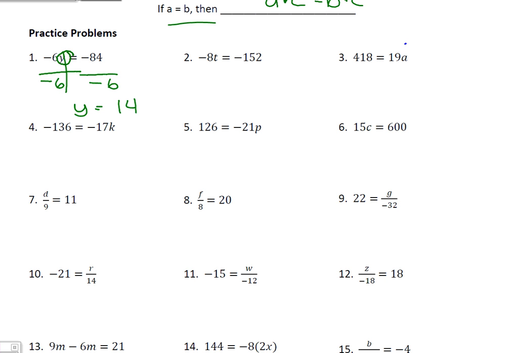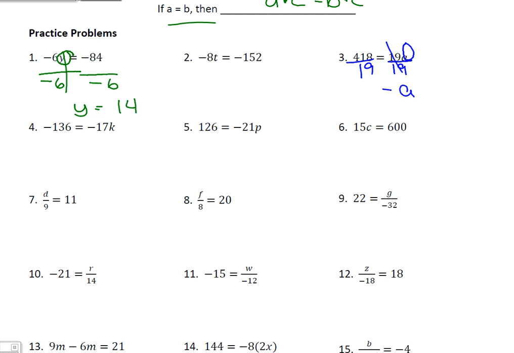Alright, let's try number 3. So again, I'm looking at my letter here, which is A. What they did to A was they multiplied it by 19. The opposite of multiplying by 19 is to divide by 19. And if I divide the right side by 19, I divide the left side by 19. We divide by 19. Okay.